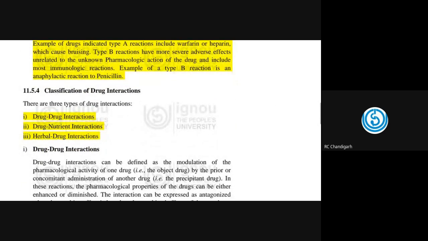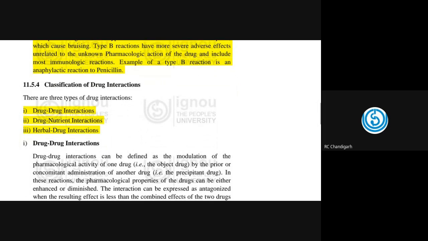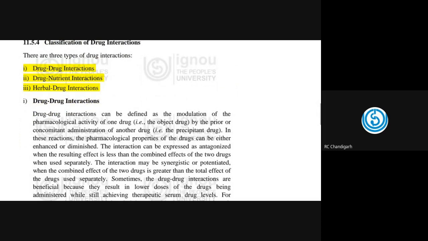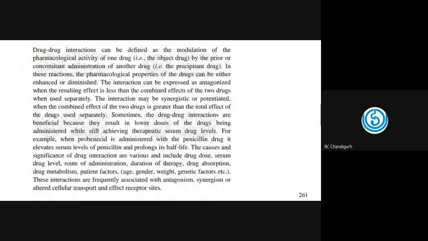Now there are three types of drug interactions: drug-drug interactions, drug-nutrient interactions, and herbal drug interactions. What are drug-drug interactions? Drug-drug interactions can be defined as the modulation of the pharmacological activity of one drug by the prior or concomitant administration of another drug. So if one drug is taken with another drug, and they interact while present in the body, it is called drug-drug interaction.